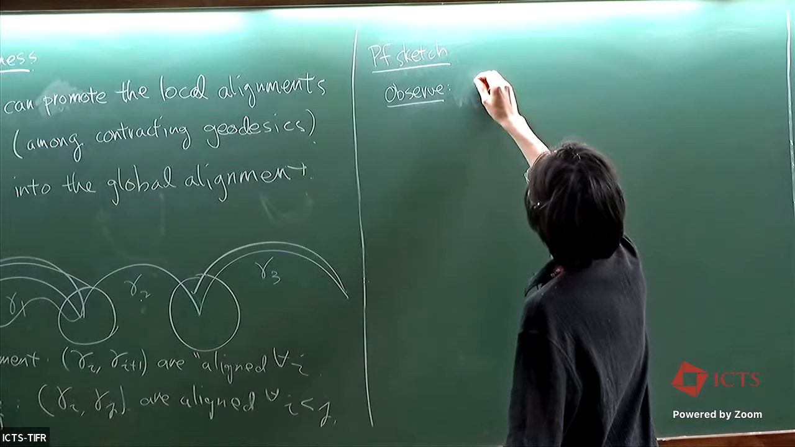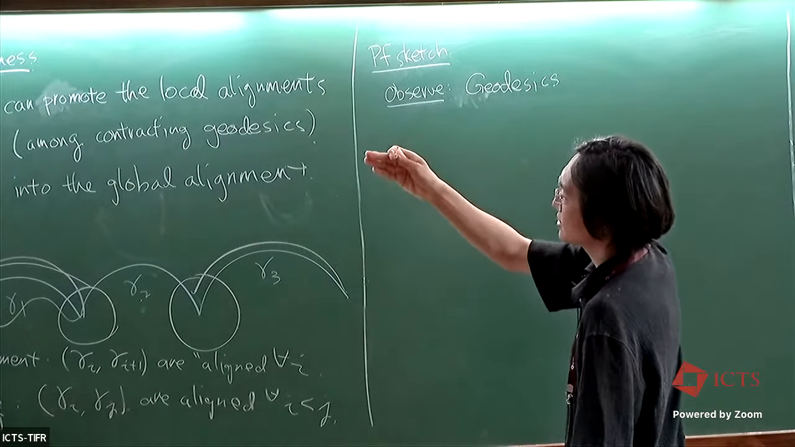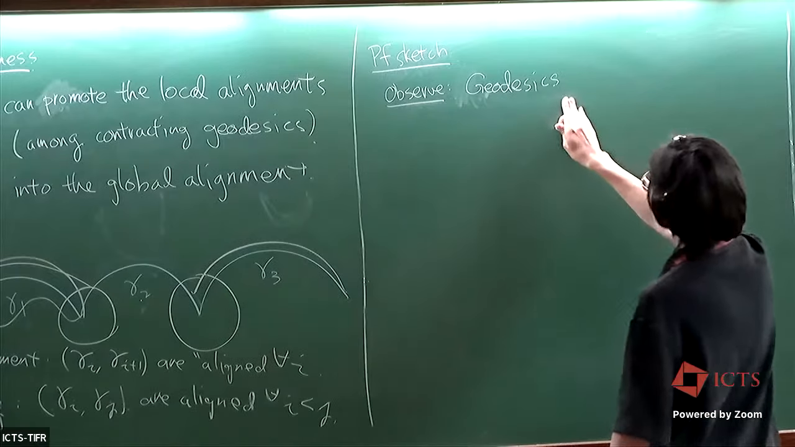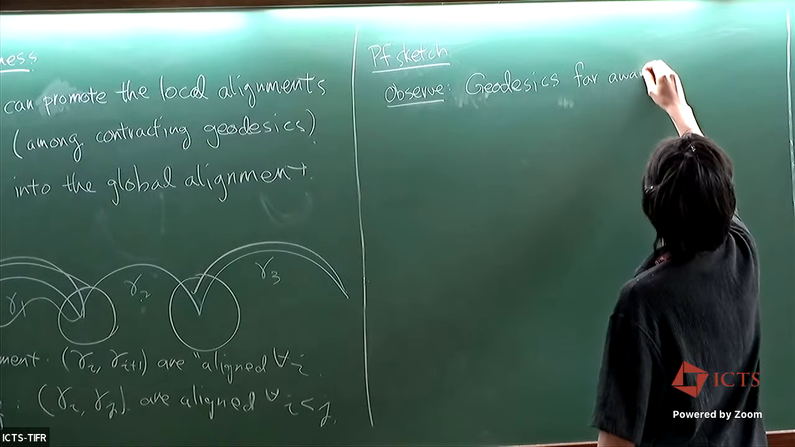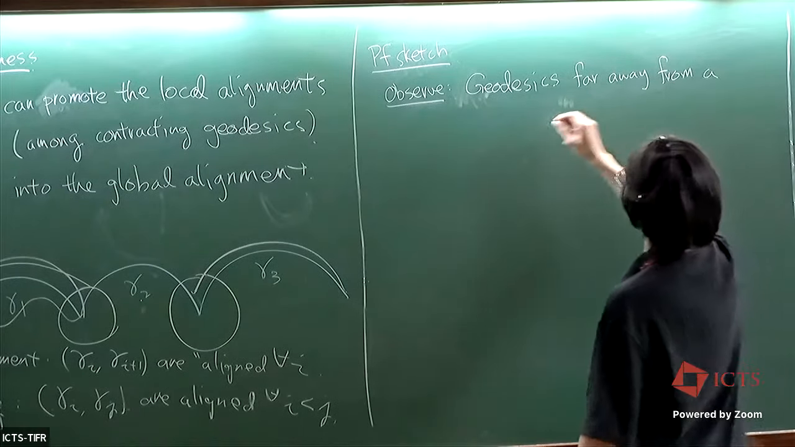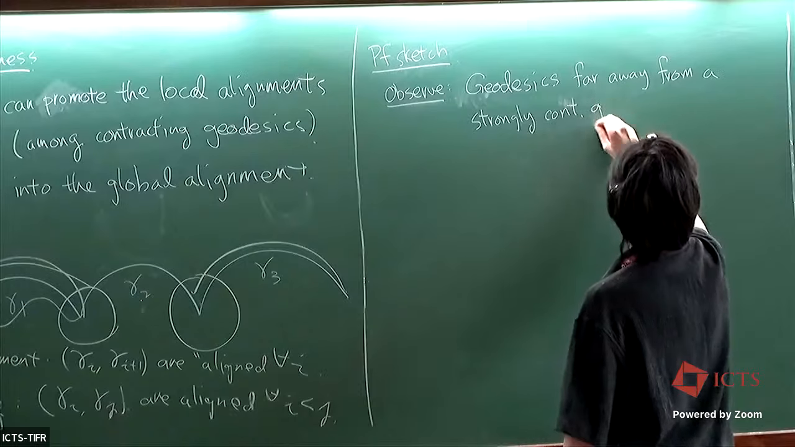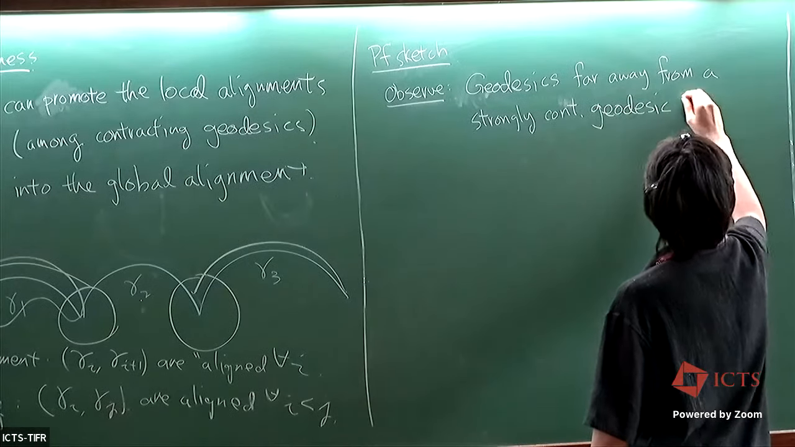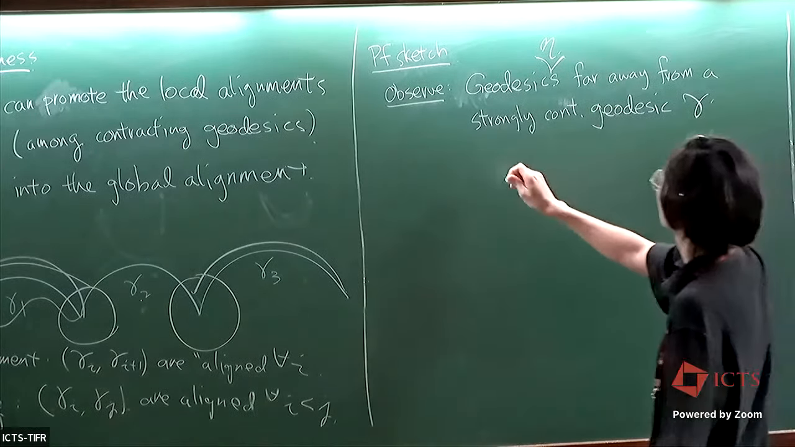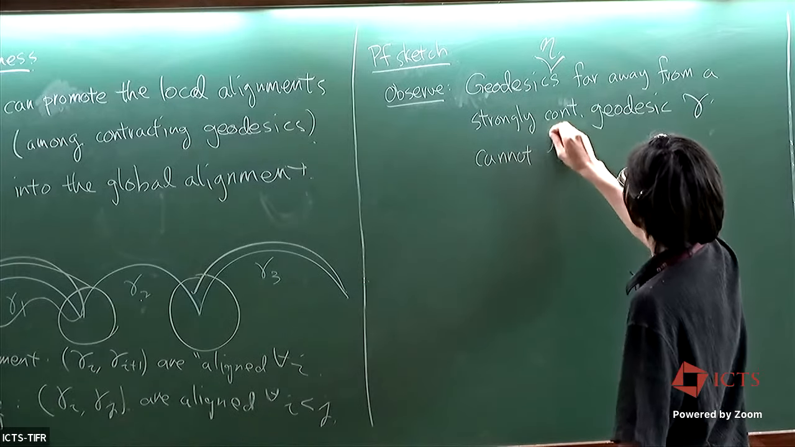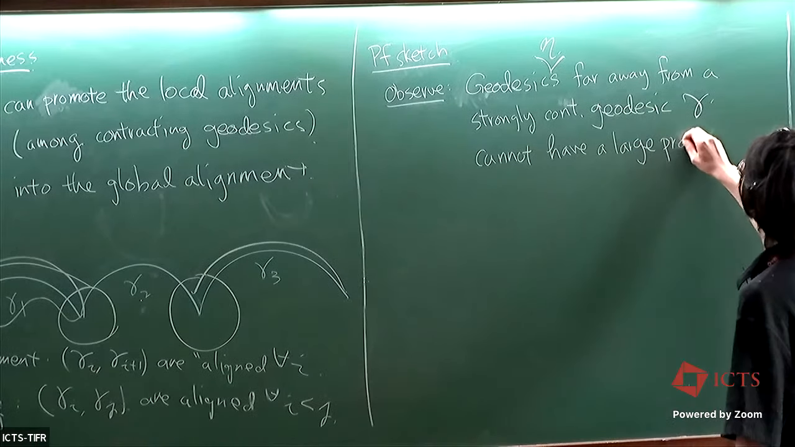Observe that geodesics, so there it was metric balls, but this time geodesics far away from a strongly contracting geodesic, gamma, let's give them a name. This is eta, this is gamma, cannot have a large projection onto gamma.